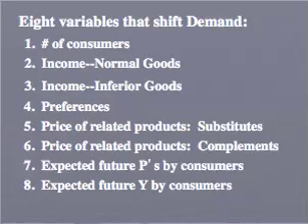The variables are simple. For demand, you have to know that it is the number of consumers, income in relationship to normal goods, and income in relationship to inferior goods, preferences of buyers, price of related products in regards to substitutes and complements, and of course expected future prices by consumers, expected future supply by consumers.